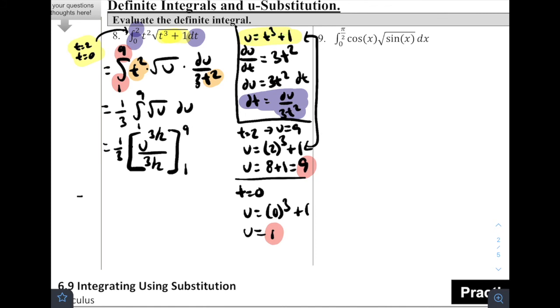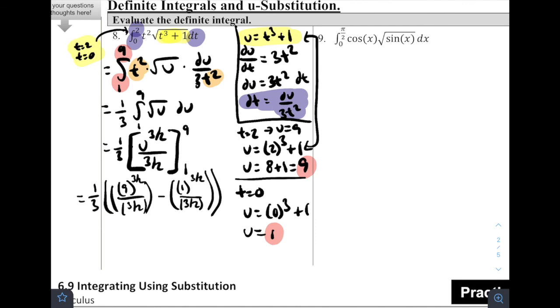So what do we have? We've got 1/3. And then again, using our fundamental theorem of calculus, we have 9 raised to the 3 over 2 power divided by 3 over 2 minus 1 raised to the 3 over 2 power divided by 3 over 2.